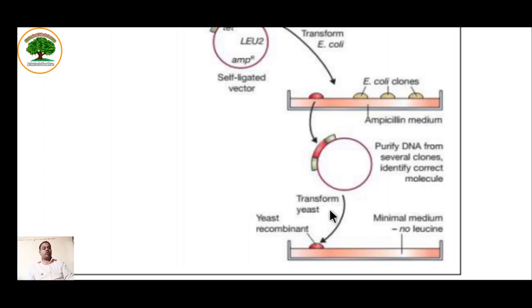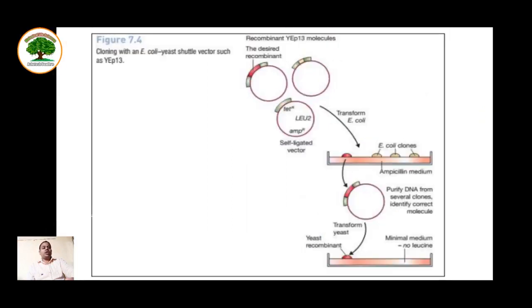blue color here, red color here, and when it is transferred again, there will be no other colonies grown here because these colonies do not have the LEU2 gene. So this is the complete media where everyone else is growing, and this is the minimal media where only the transformed colonies are growing, because there is a presence of the LEU2 gene. So this LEU2 gene is helping us to select the proper recombinant host.